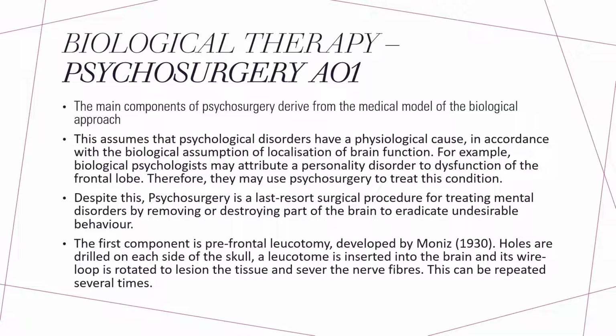The main components of psychosurgery derive from the medical model of the biological approach. This assumes that psychological disorders have a physiological cause in accordance with the biological assumption of localization of brain function. For example, biological psychologists may attribute a personality disorder to dysfunction of the frontal lobe, where this is seen in the case of Phineas Gage, for instance. Therefore, they may use psychosurgery to treat this condition.